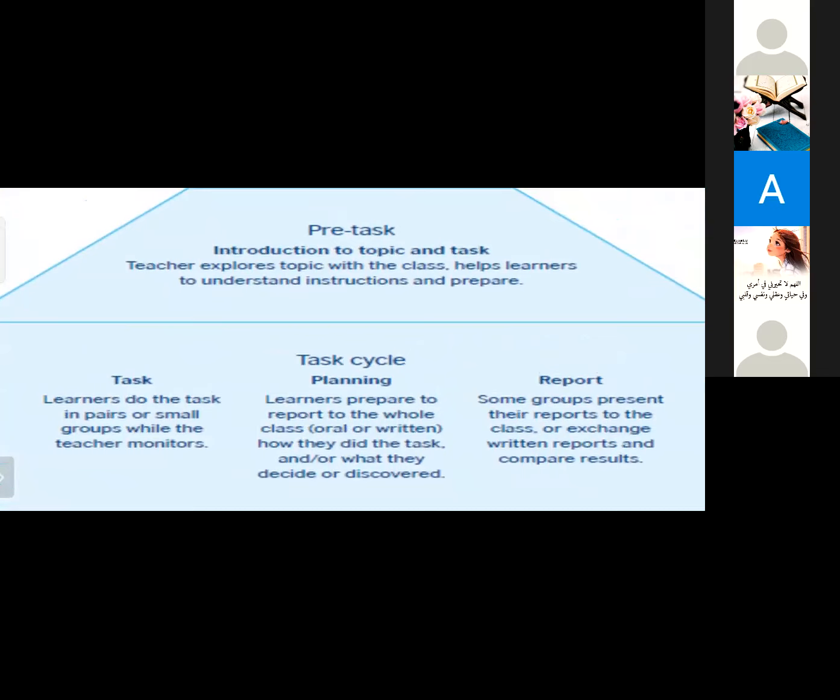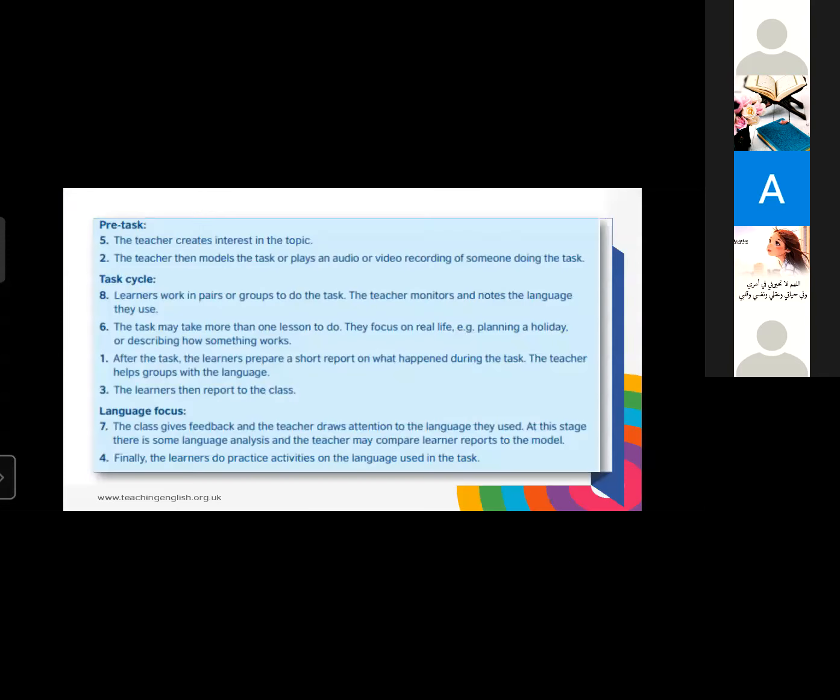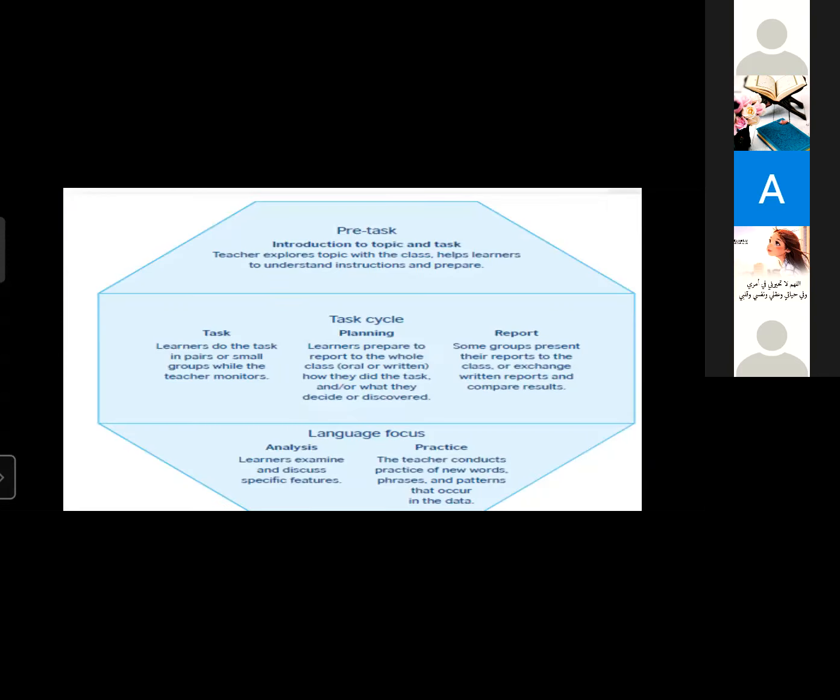So how much percent does the teacher work here? Only at the beginning when he gives the instructions, and at the end when he gives feedback. And how much percentage do learners work here in this approach? Can you guess? 99%. Yeah, okay. So we can say maybe 80% for learners and 20% for the teacher, to be fair.